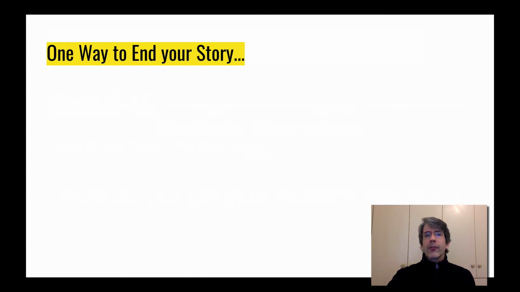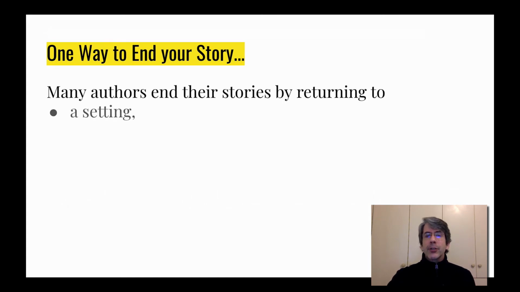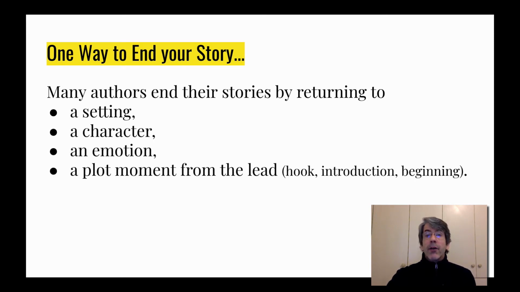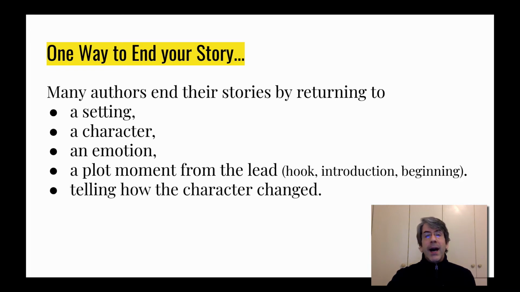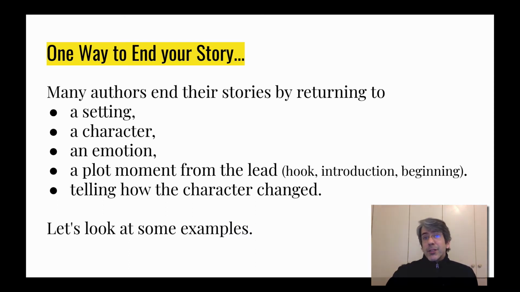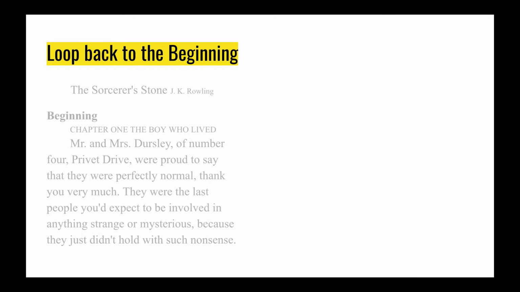So one way to end the story is to go back to the setting. Go back to a character, go back to an emotion, go back to a plot moment from your lead, your beginning, your hook. Something that you talked about in the beginning, come back to it and then tell how your character changed. So, do other authors do that? Let's get some examples.